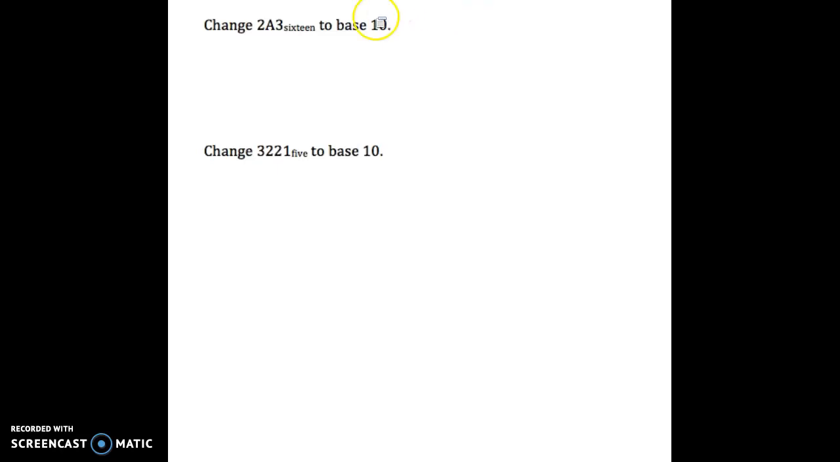I like to start in the ones place because the rightmost place is always the ones place. I'm in base 16, so my place values are going to be powers of 16. Here we go. I have 3 in the ones place, so that's 3 times 16 to the 0 power, also known as 1. And the value of that is 3.